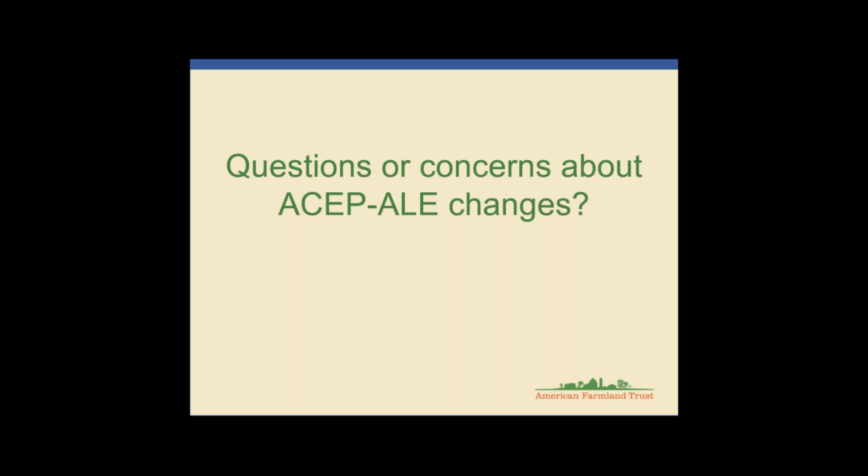There is some language also in the report that encourages entities to work with landowners to take on additional conservation practices. So if something similar to the agricultural land easement plan is something that you're already doing, that's by no means discouraged by this change in the legislation.